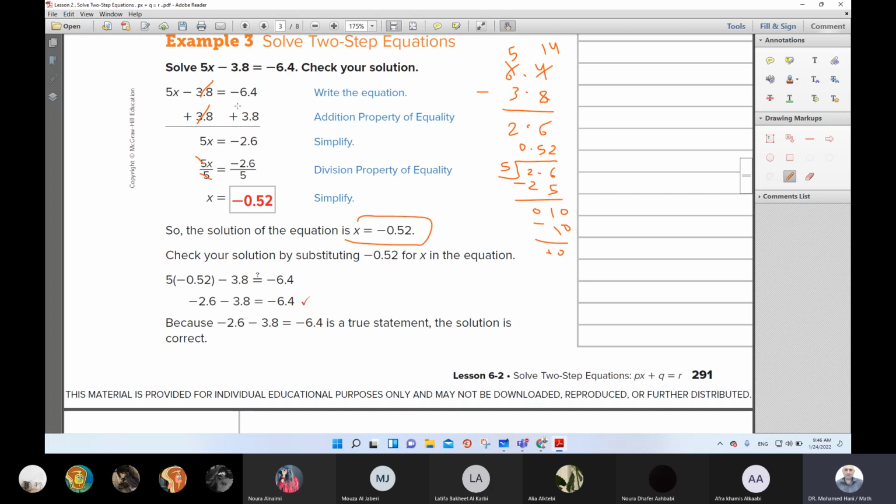And if you want to check, go back to the same equation, substitute the value of x, minus 0.52. Put here minus 0.52. Is 5 times negative 0.52 minus 3.8 equal to negative 6.4? 5 times negative 0.52 will be negative 2.6. Negative 2.6 and negative 3.8 equal negative 6.4. Yes, this is the right equation, which means this is the right solution.